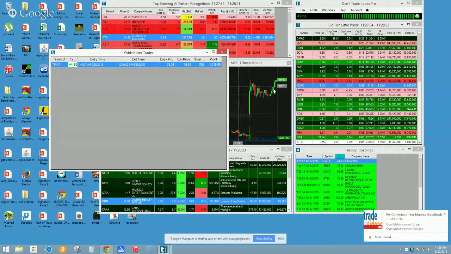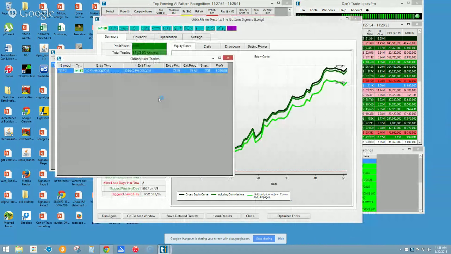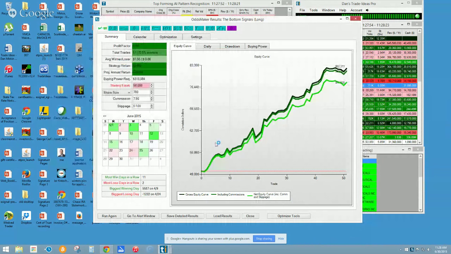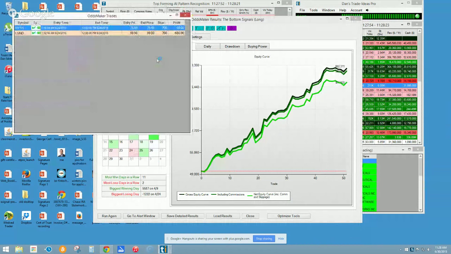Everything that you see on our readouts, you can drill down. It's a very powerful analysis tool. Any day I can see what happened. Here I traded this one. What did I do here? Okay, I lost on these two.